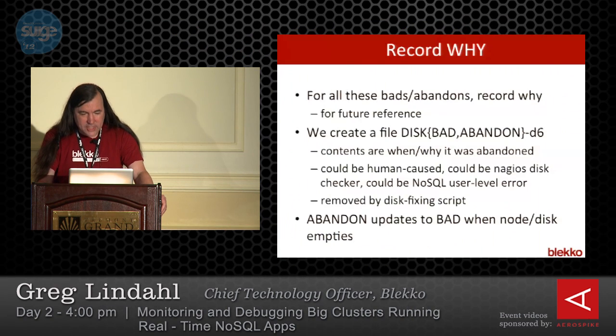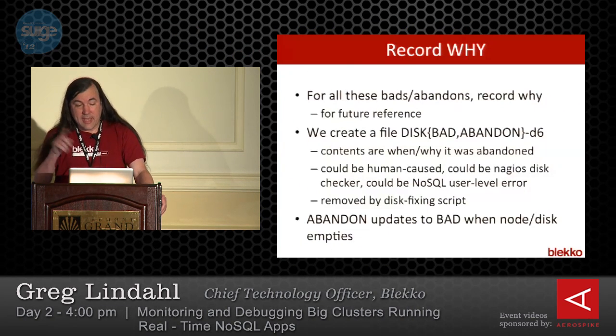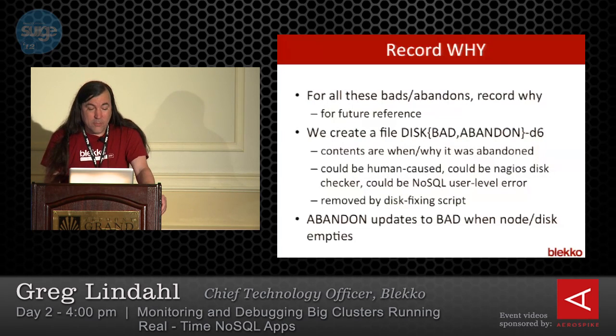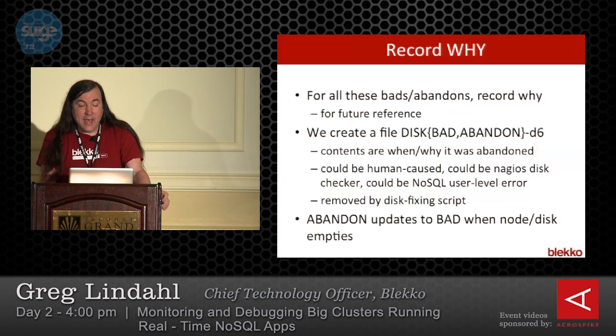And so we actually have files on disk. They're called disk bad and disk abandon, and actually host bad and host abandon. And if you put contents in there of why you abandoned it or why you marked it to be bad, whether a human marked it abandoned or bad, or the Nagios disk checker marked it, then it's very handy information to have in the future. You can't lose it. Our system moves things from abandoned to bad actually when they finish getting emptied, which is a handy feature.